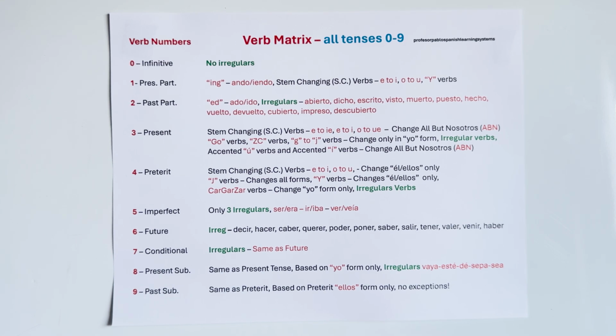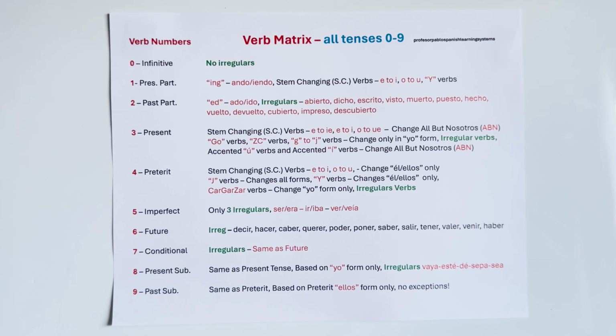O to U in the preterite. Let's go back to dormir and morir. Okay, let's do dormir. He slept, durmió. They slept, durmieron. This should sound familiar. It should ring a bell, hopefully loud. If not, at least softly, because we've done these. How about morir? It died, murió. They died, murieron. They changed in the él, ellos only.